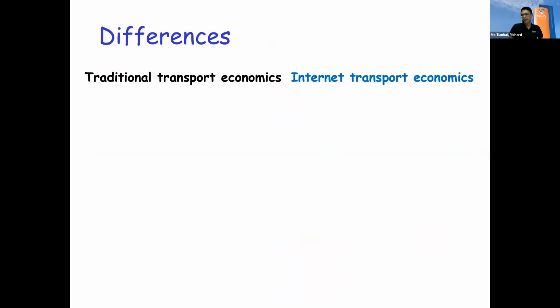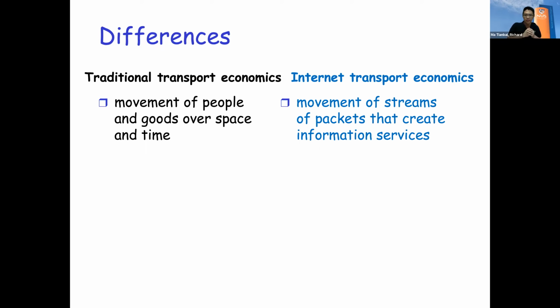But I want to say these two systems have major differences, so it's quite challenging for us to directly borrow the models from traditional transport economics in our context and use the existing results to understand many things. First, the subjects learn different things. For the internet, we are going to try to learn the movement of streams of packets, not just a single packet, but streams of packets. Typically we call them packet flows, right? Because it is the packet flows that create the information services of the network applications. So this is a key difference here.